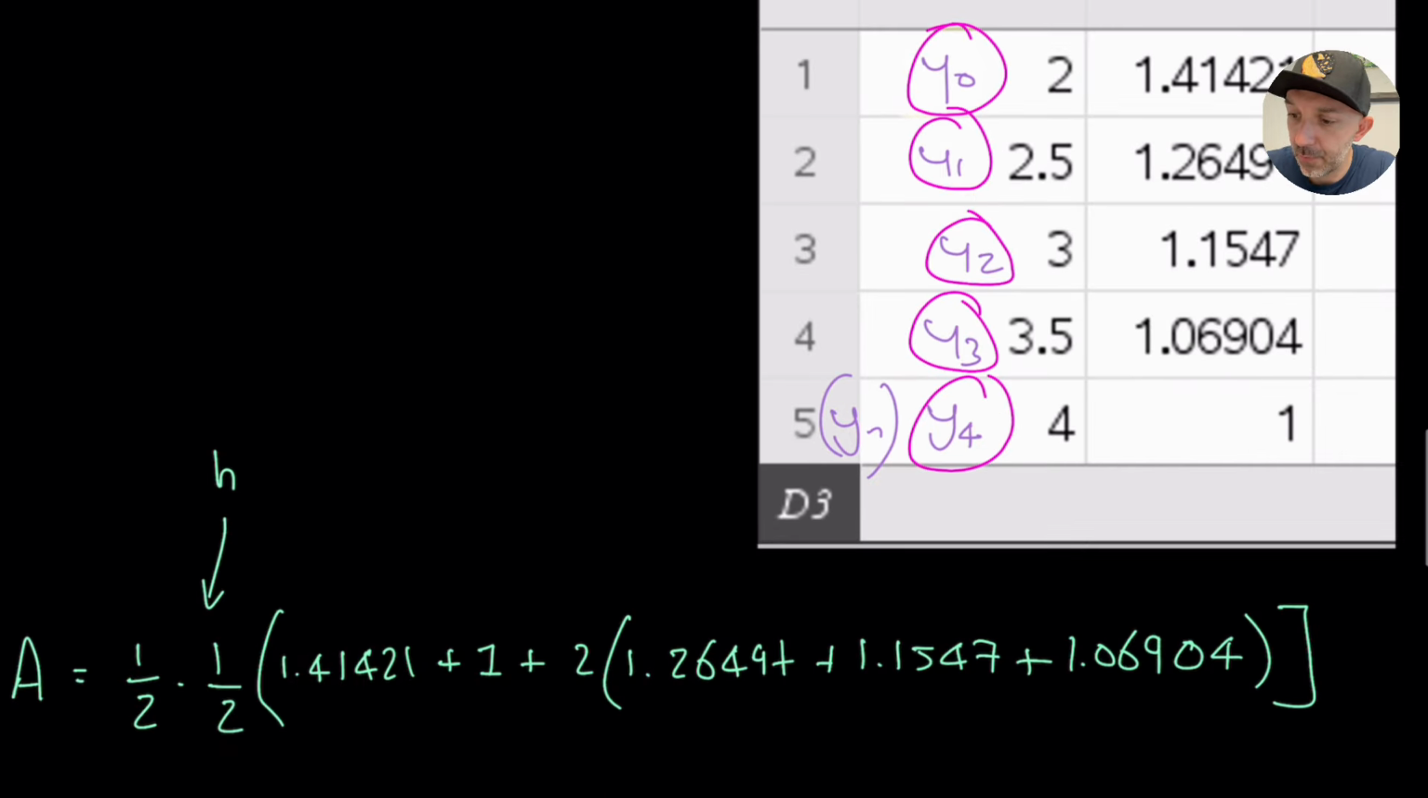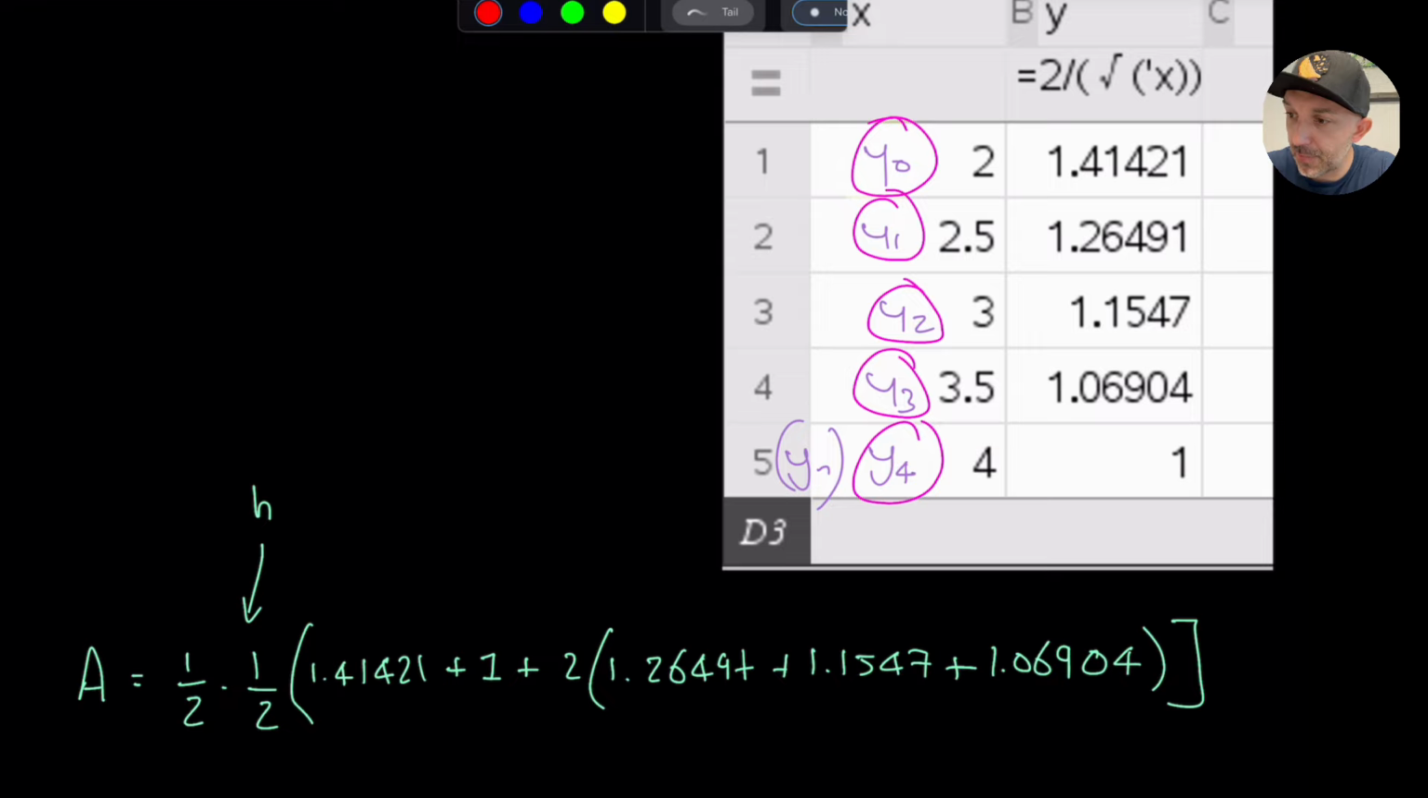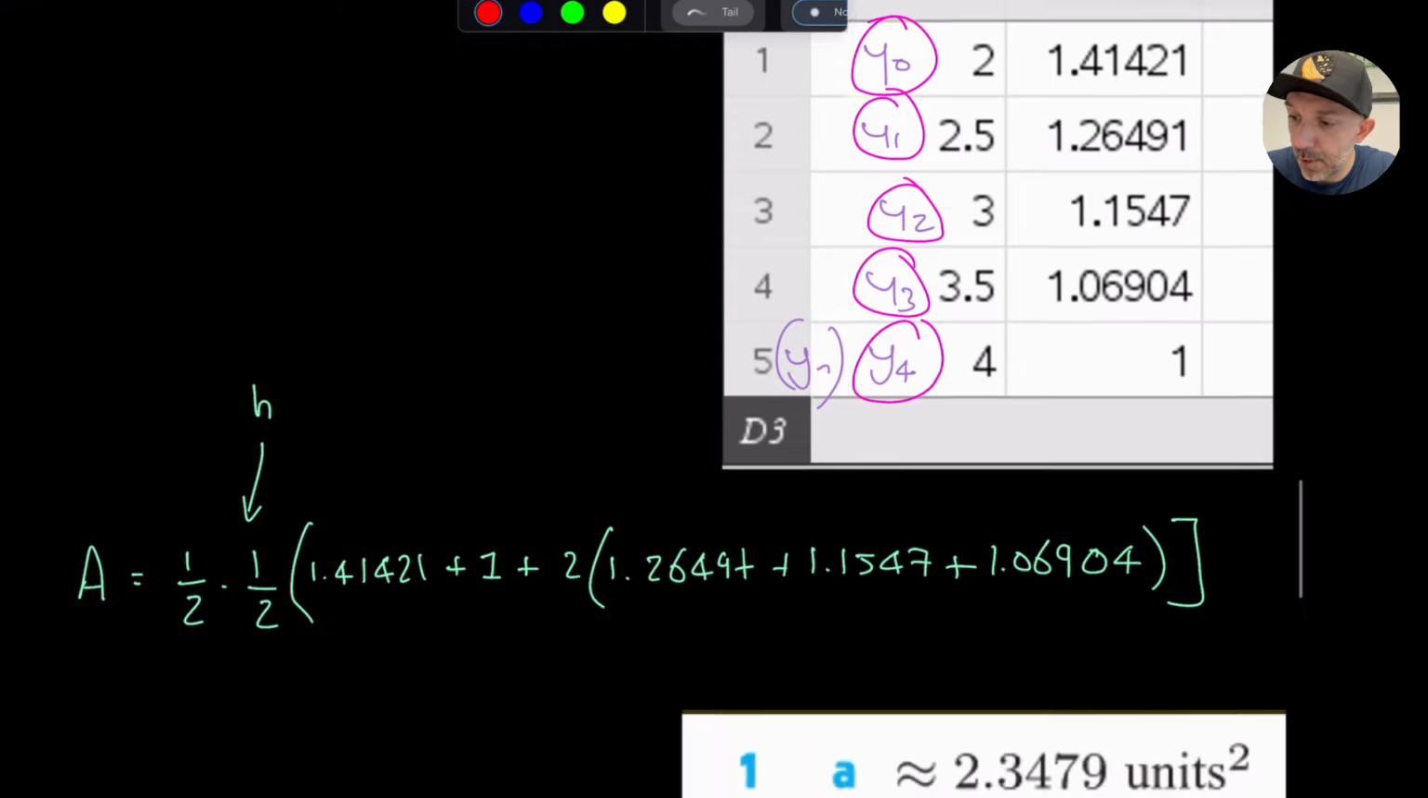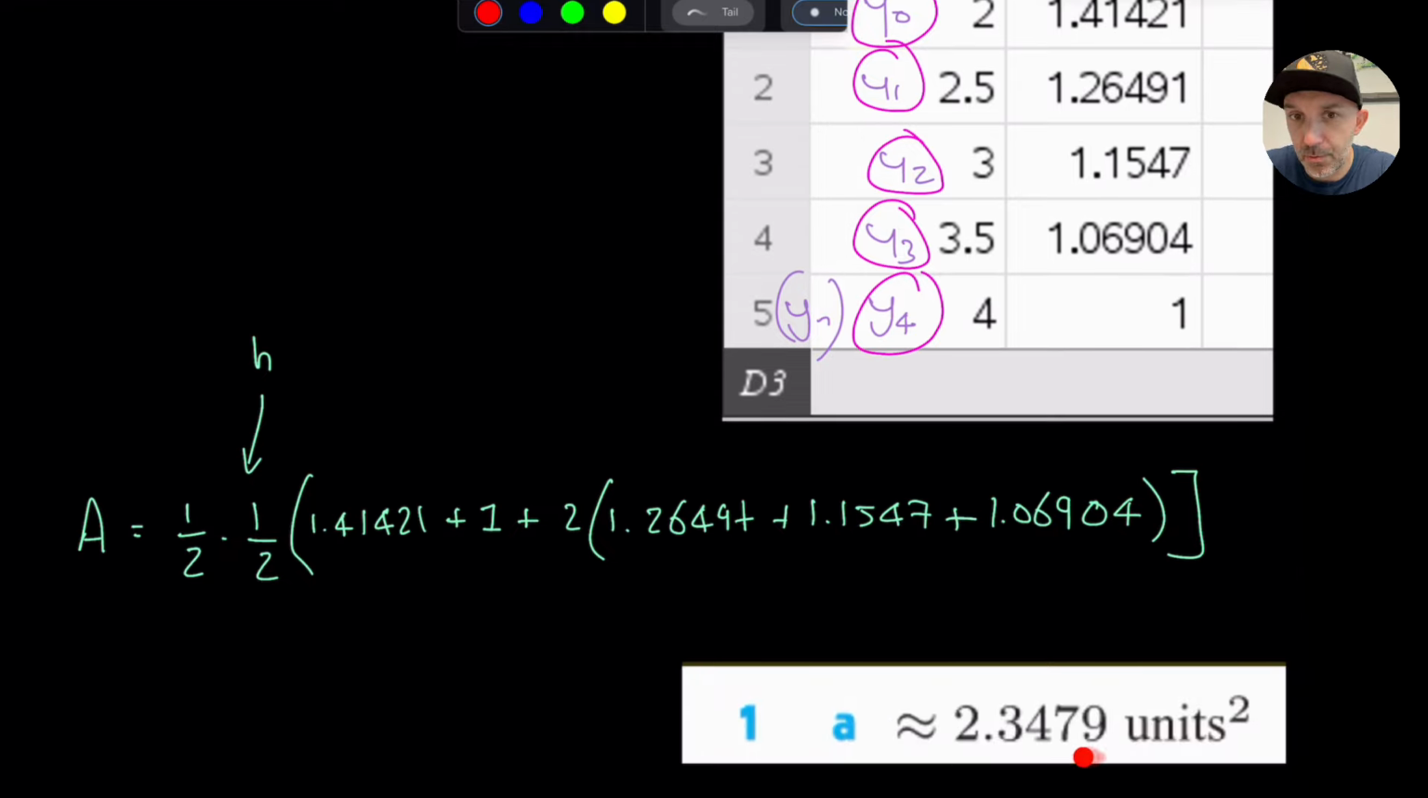Right, so just be careful there that you have got the correct y0 and yn, in this case y4, and then it's plus 2 times all the other values. So the other values were these 3 here that I'm indicating with the laser pointer. So it's 1, 2, 3 values, close brackets, press enter, and this is the value you will get.